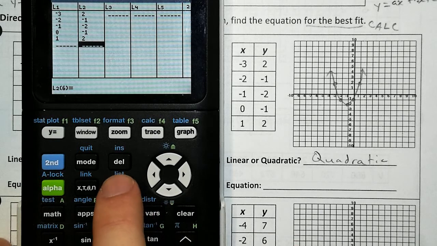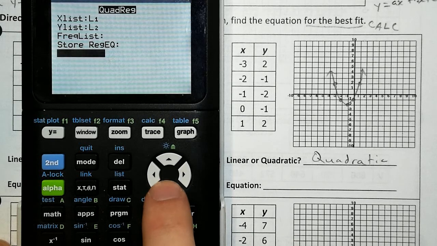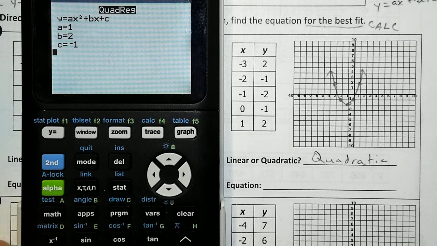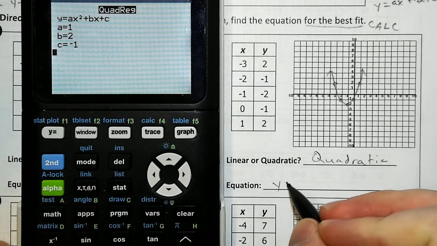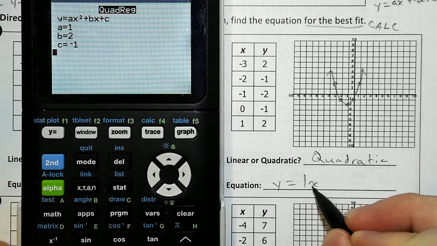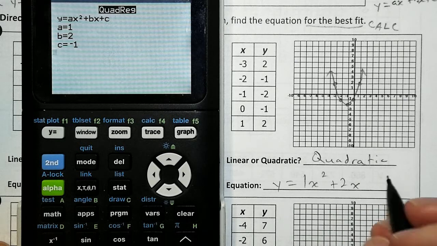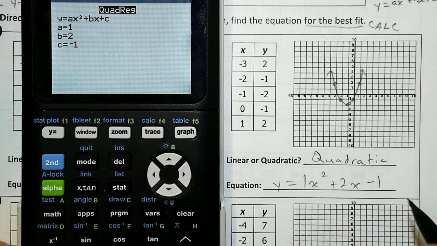Now we'll go back to stat, calc, go down to number 5, quadratic regression, calculate, and we get y equals, A is 1, so 1x squared, B is 2 plus 2x, C is -1, so -1. And there is our equation.